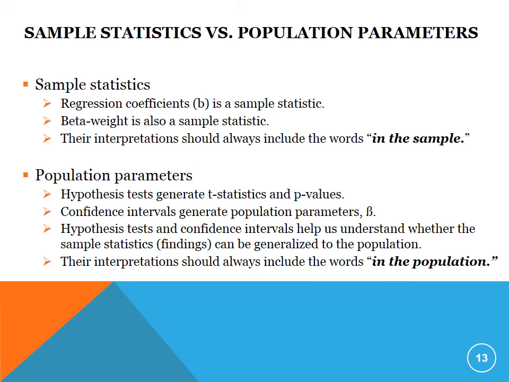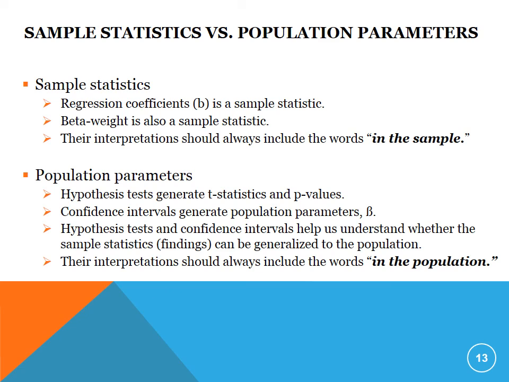Okay, so sample statistics versus population parameters. Sample statistics, we talk about it in terms of regression coefficients. That is a sample statistic. Beta weight is also a sample statistic. It was very similar, if you remember, to a correlation coefficient, sample statistics. Their interpretations should always include the words in the population. Excuse me, I'm getting carried away here. In the sample.